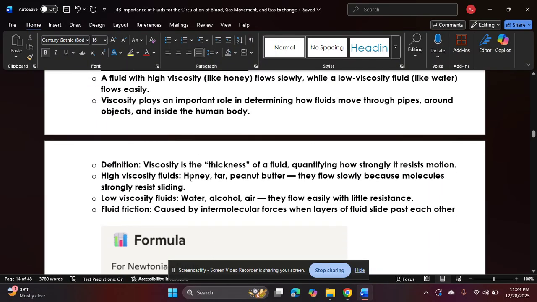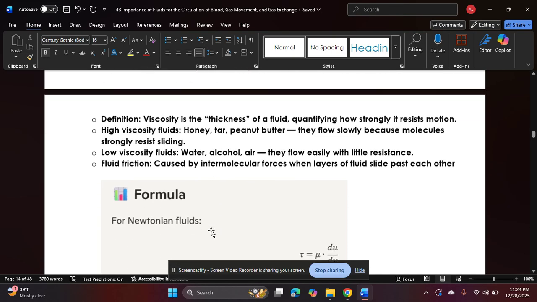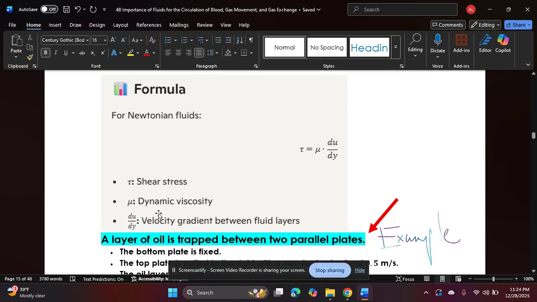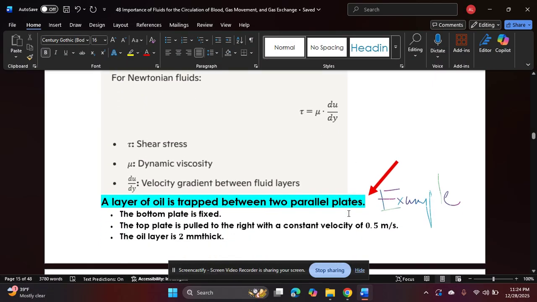Low viscosity fluids, water, alcohol, air, flow easily with little resistance. Fluid friction is caused by intermolecular forces when layers of fluid slide past each other, right? Intermolecular forces. All right, so shear stress, dynamic viscosity. For the Newtonian formula, you can use tau equals mu times du by dy. So shear stress equals mu, that's dynamic viscosity, and du by dy is the velocity gradient between fluid layers.